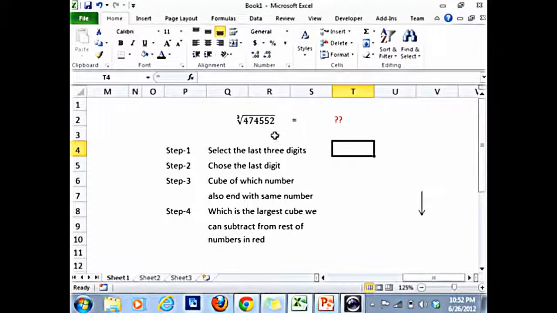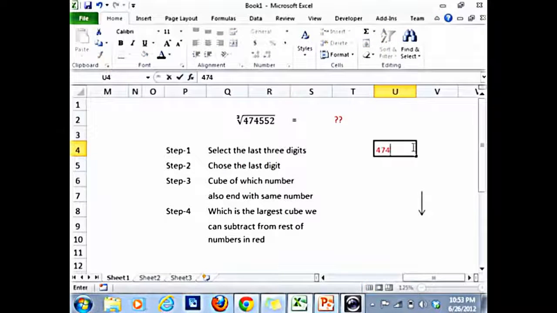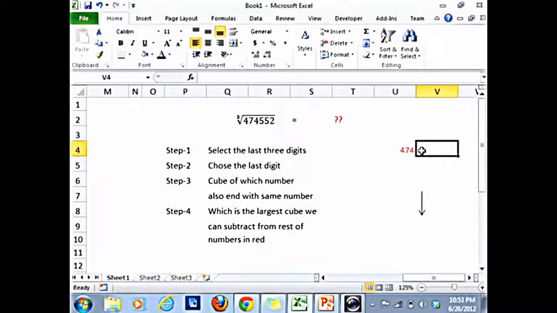First I need to select the last three digits of the number for which I want the cube root. Here I have 6 digits, so I will write 474 in red and 552 in blue. Now I will choose the last digit of the number. The last digit is 2. The cube of which number also ends with 2? It's 8. So I write 8 here.